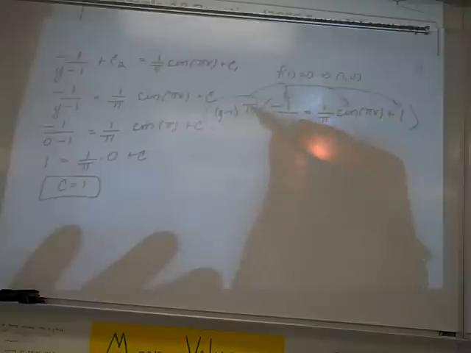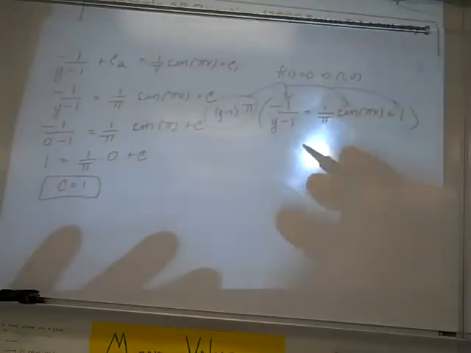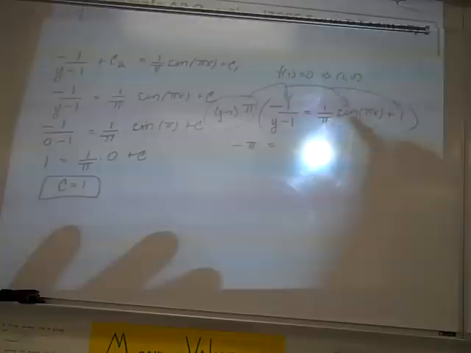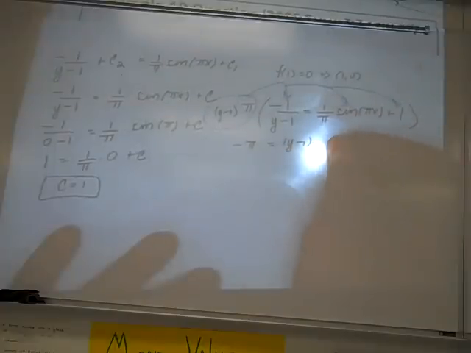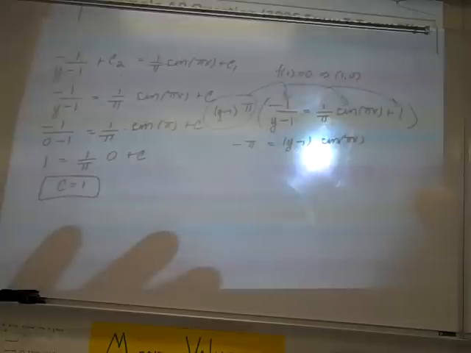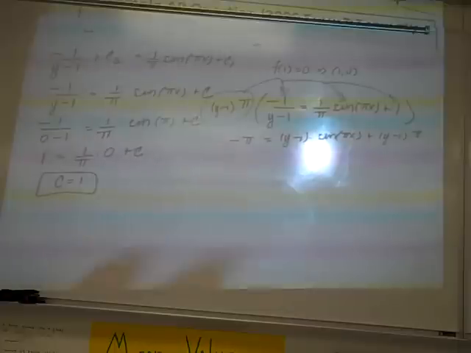So y minus 1 times pi, multiply it with this first fraction. The y minus 1's cancel out, and we get negative pi. In the second fraction, pi in the denominator, pi in the numerator, those cancel out. We get y minus 1 times the sine of pi x plus y minus 1 times pi. Okay. Maybe I didn't want to do that. Oh, let's just finish this off.